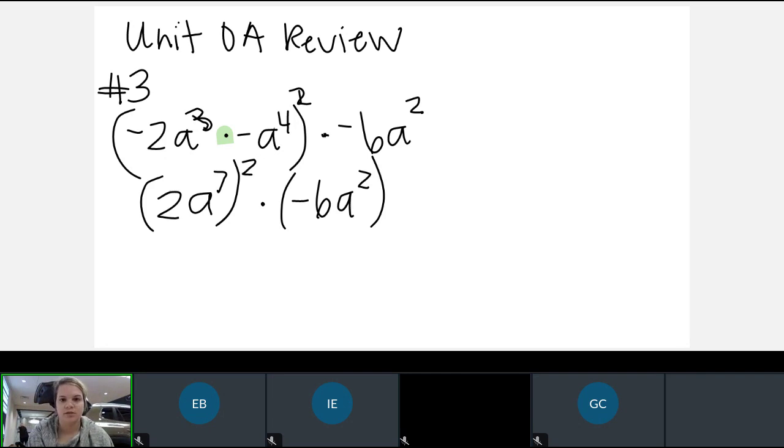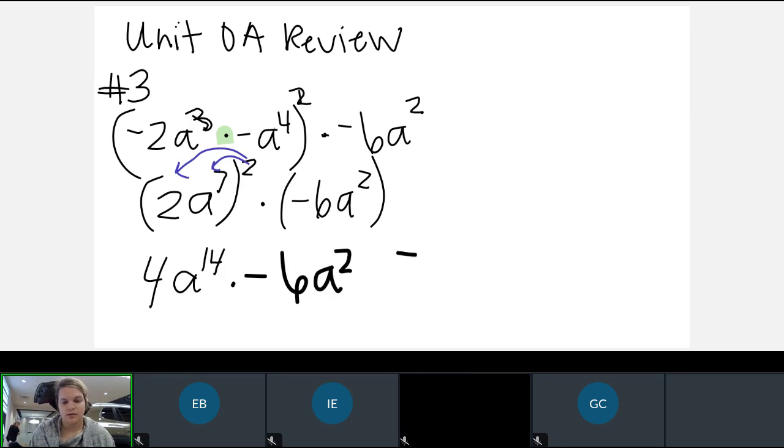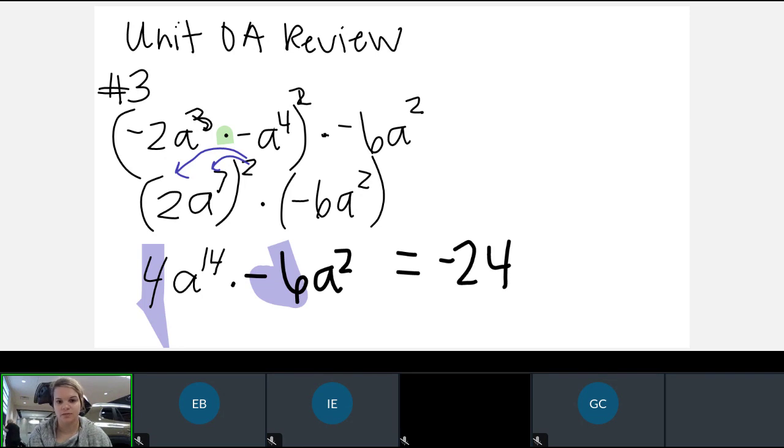Now we're going to do our second step, which is the exponent part. So we have 2 squared and a to the 7th squared. So 2 squared is 4. So we get 4a to the 14th. Now that we're raising exponents to another exponent, we multiply. And then again, times -6a squared. So now again, we're back to multiplying. So 4 times -6 would give us -24. And then we're going to add our exponents. So a to the 16th.